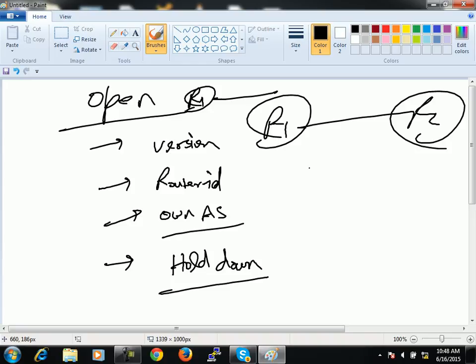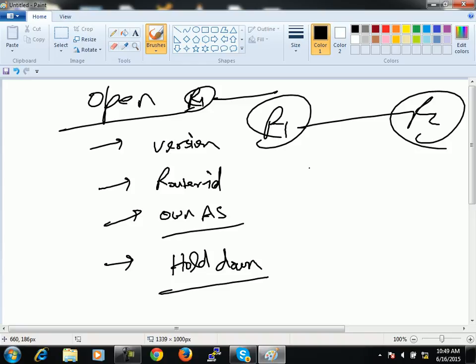Apart from that, it also has the router ID. In the near future, I will let you know that the router ID plays a vital role in BGP path selection. That is why it is mandatory to exchange router ID information with each other. So whenever they send open messages to each other, they also specify their router IDs within the open messages, right?